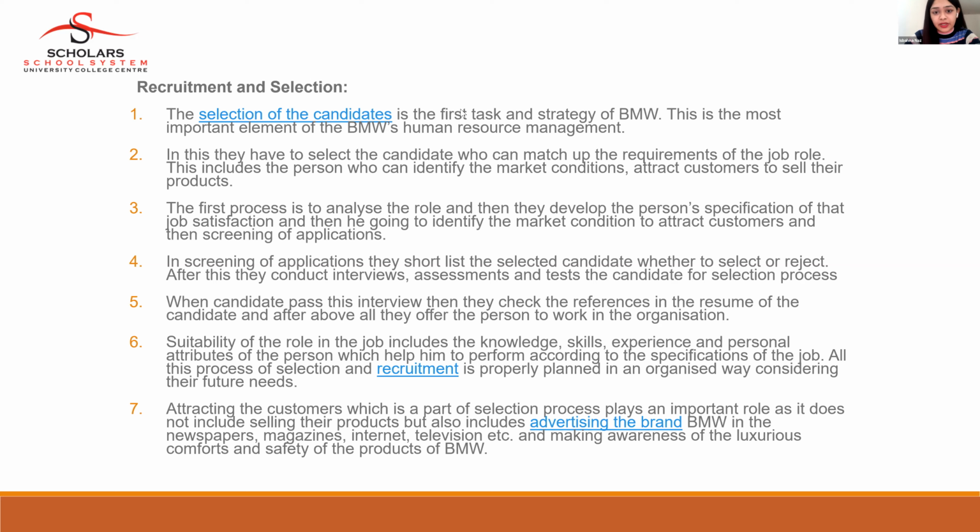In screening of applications, they shortlist the candidates, deciding whether to select or reject. After this, they conduct interviews and assessments to test the candidates for the selection process. Of course, like any other interview process, when a candidate successfully passes, they move on to the next part of the recruitment and selection process.